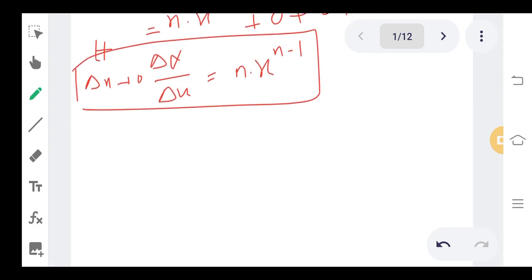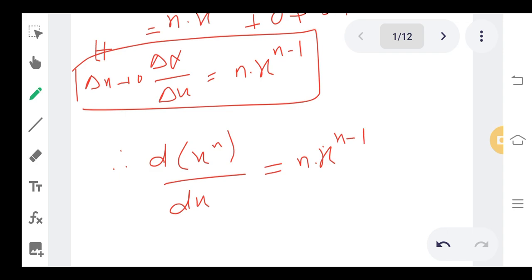So we can say that the derivative of x power n with respect to x will be equal to n times the x power n minus 1.